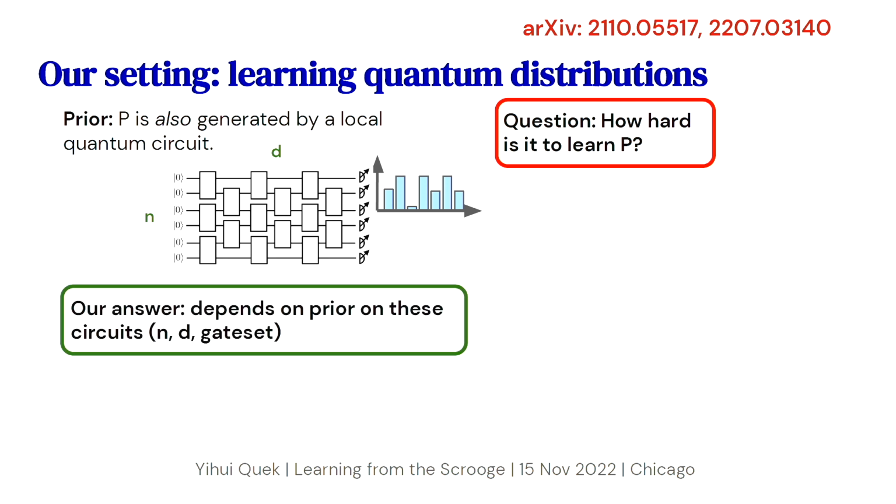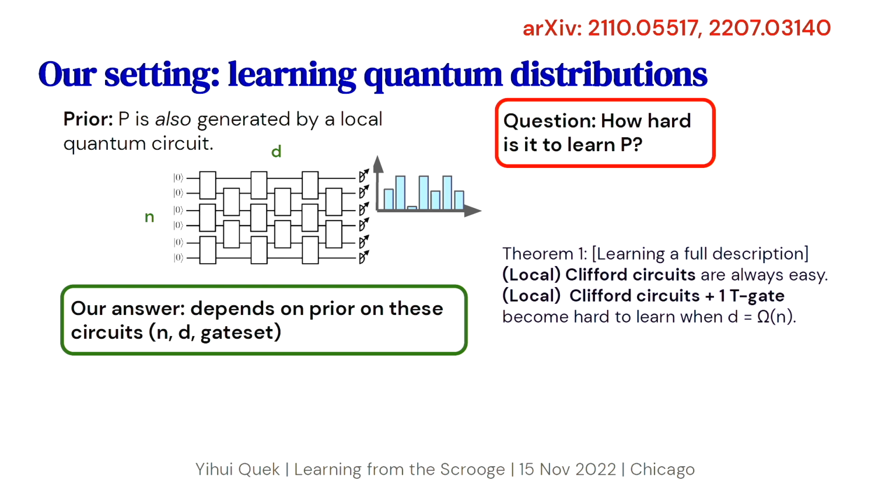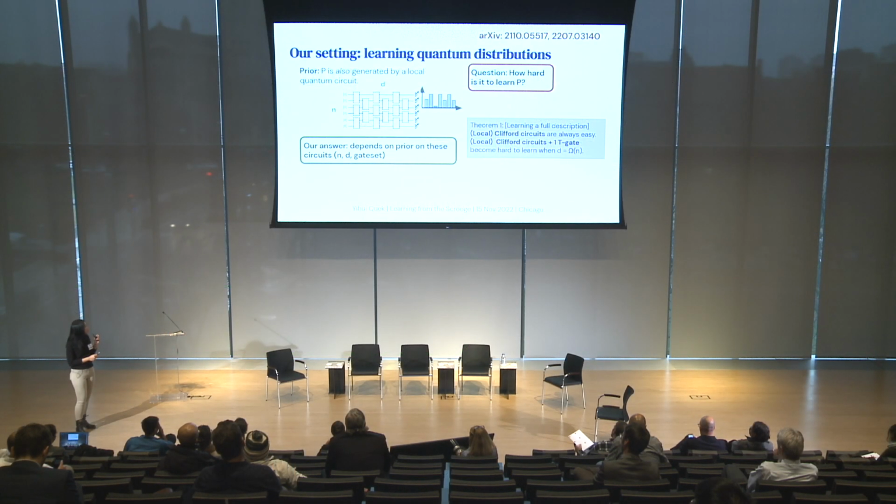And as you might expect, the answer depends on what our prior on the circuits is, how many qubits they have, what their depth is, and what the gate set is as well. So I'm going to briefly talk about what we managed to prove. There are two notions of learning that we explored. The first notion of learning is to learn a full description of this probability distribution here. And in this case, we showed that circuits consisting of local Clifford gates, that means that they only entangle at most two qubits, are always easy to learn.